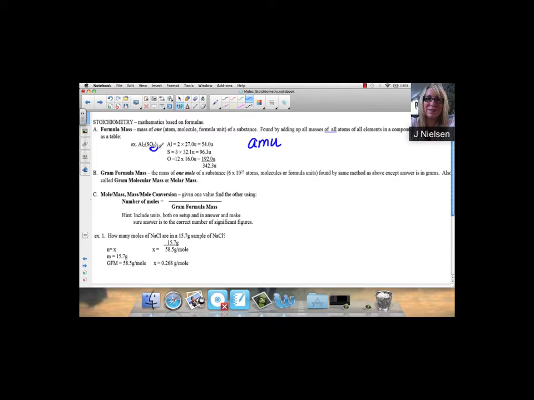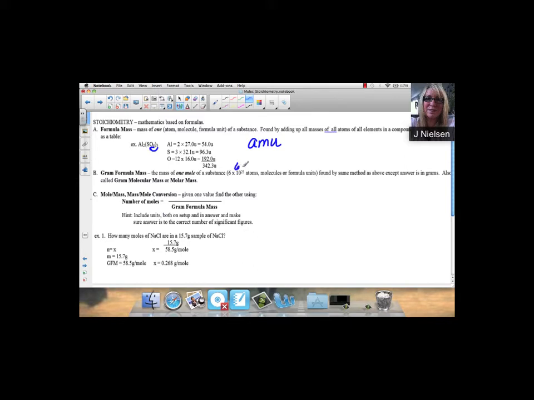So I have 2 aluminums times 27. I have 3 sulfurs. This is distributive property of math times 32.1. And I have 3 times 4 on the oxygens, 12 times 16, which is 192, and I added up. And there would be 342.3 units, or 342.3 AMUs.